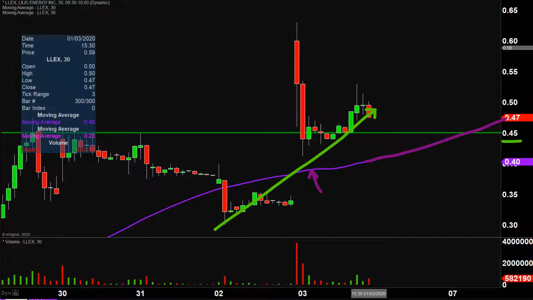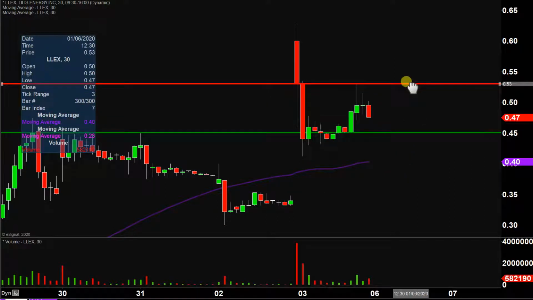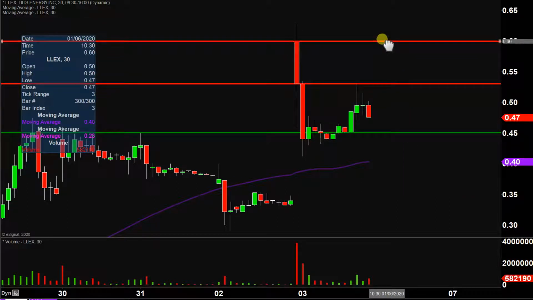What about areas of resistance moving forward? In the very near term, that first key level is going to be right up here at 53 cents, and then after 53, things start to space out quite a bit, as the next level is not until up around that 60-cent mark. So overall, great volume today, great movement.